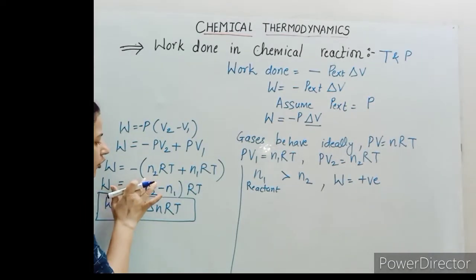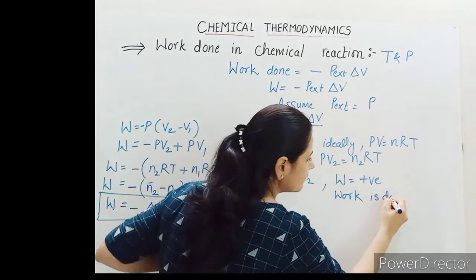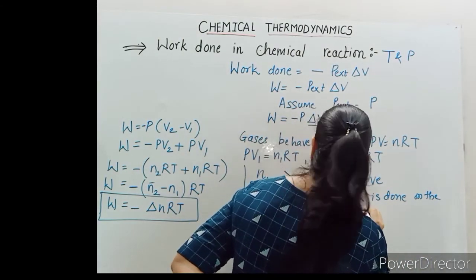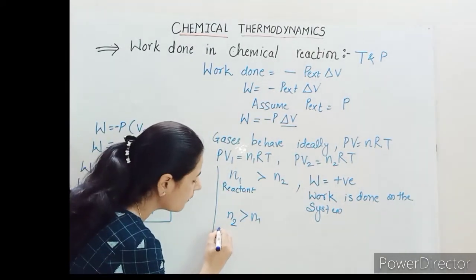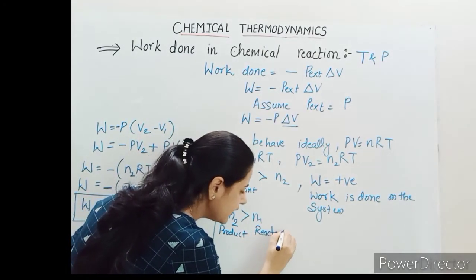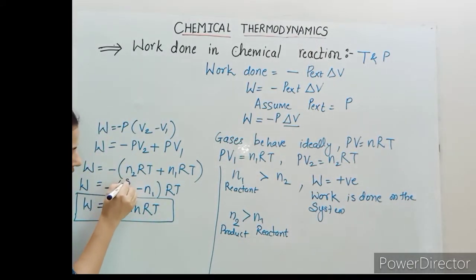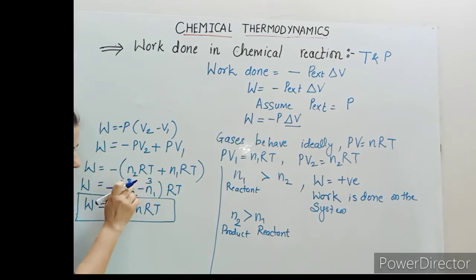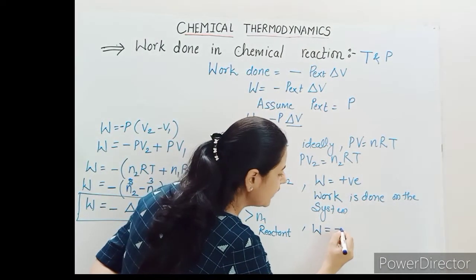So if W is positive, it means the work is done on the system. Similarly, if N2 is greater than N1, that is, the number of moles on the product side is greater than the number of moles on the reactant side, then N2 is the bigger number. Suppose N2 is 8 and N1 is 3. So 8 minus 3 will be +5, and +5 into minus means minus. Therefore the value of W will be negative.